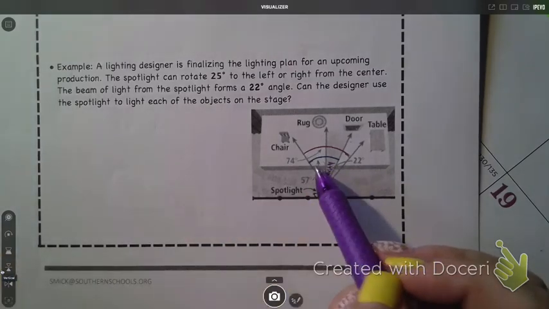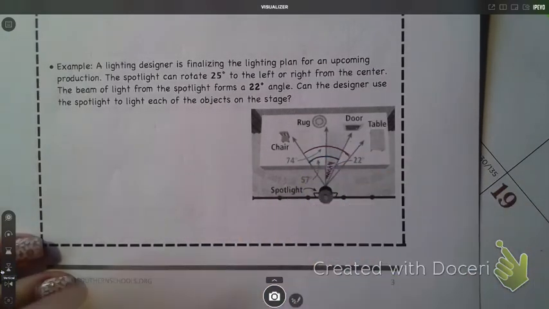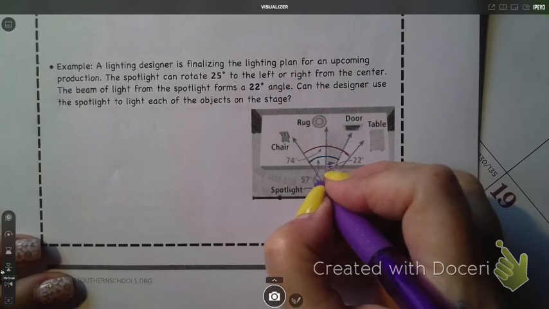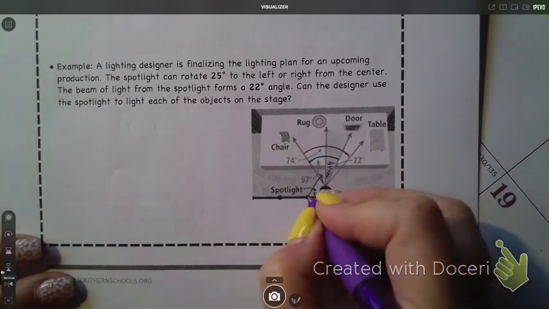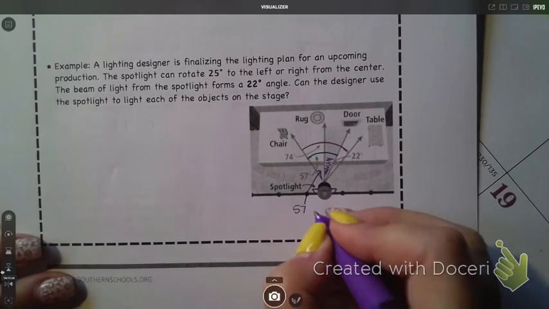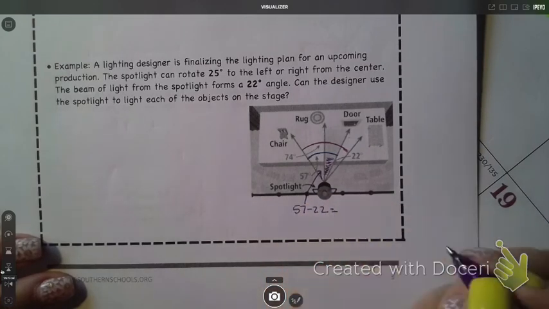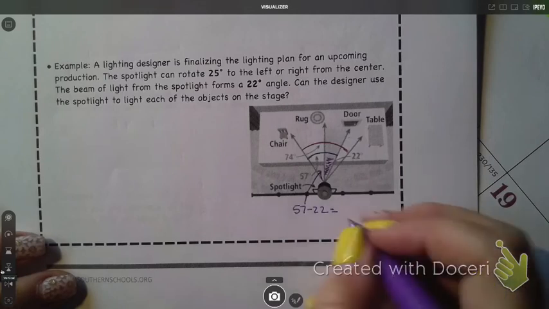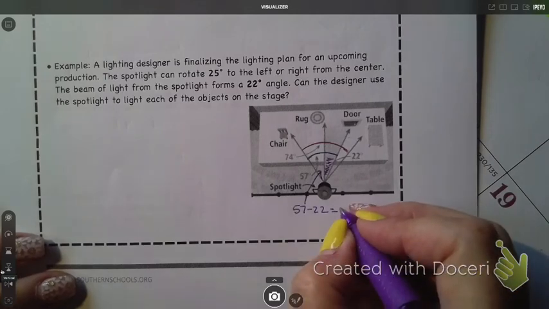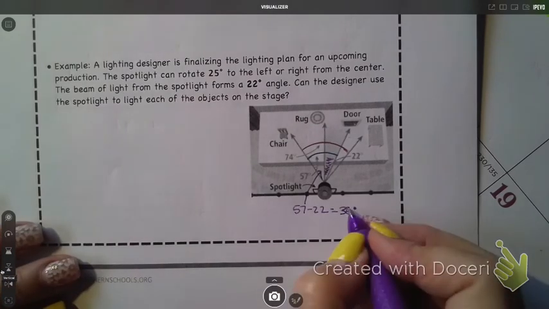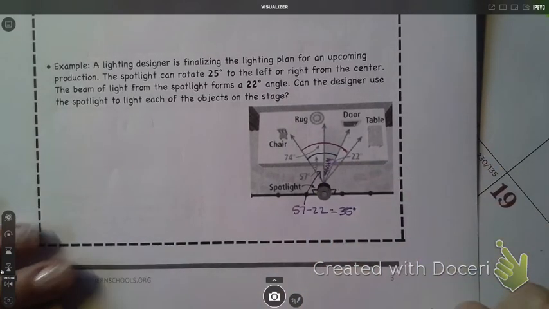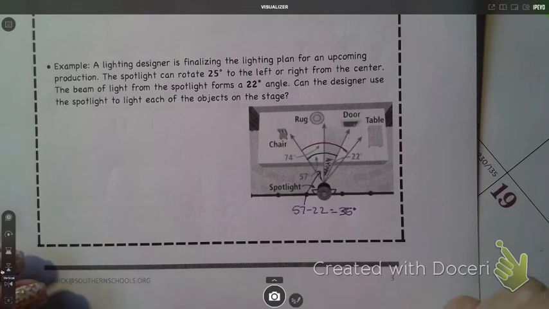Oh, I get what you're saying. Okay, never mind. I just had to think. So right here, for this and here, we're going to take 57 minus 22 and get 35. Okay. How much can I move that thing? 22 is what it does. 25 degrees. So I can move it 25.